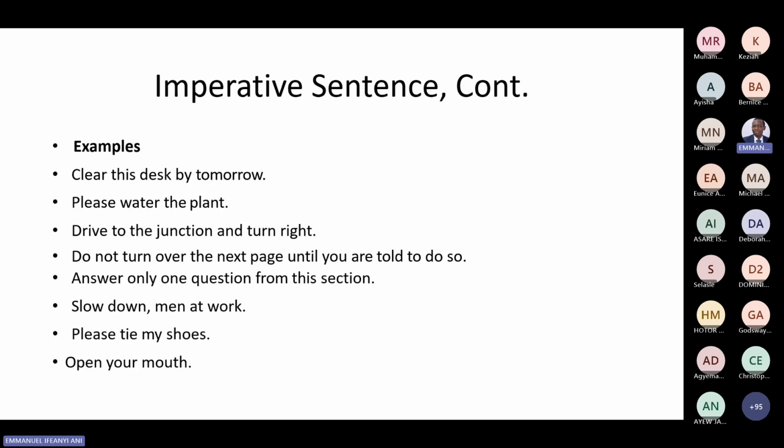So let's look at examples of imperatives. Clear this desk by tomorrow. Please water the plants. Drive to the junction and turn right. Do not turn over the next page until you are told to do so. Answer only one question from this section. Slow down, men at work. Please tie my shoes. Open your mouth. All these sentences are spoken to get someone to do something. They are spoken for an action to be taken.